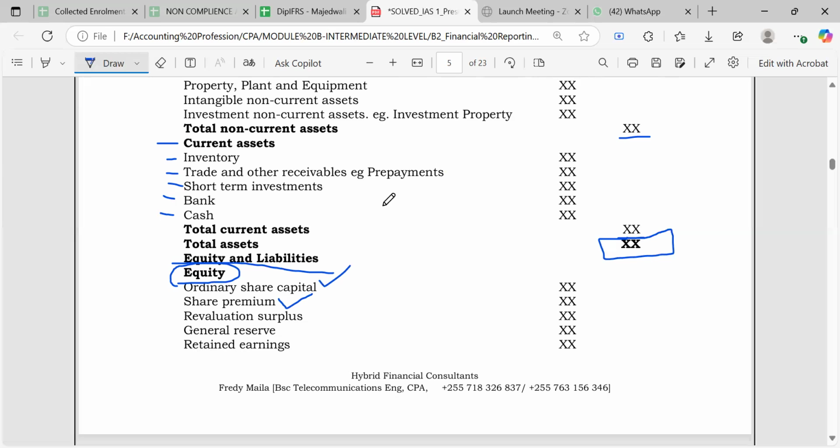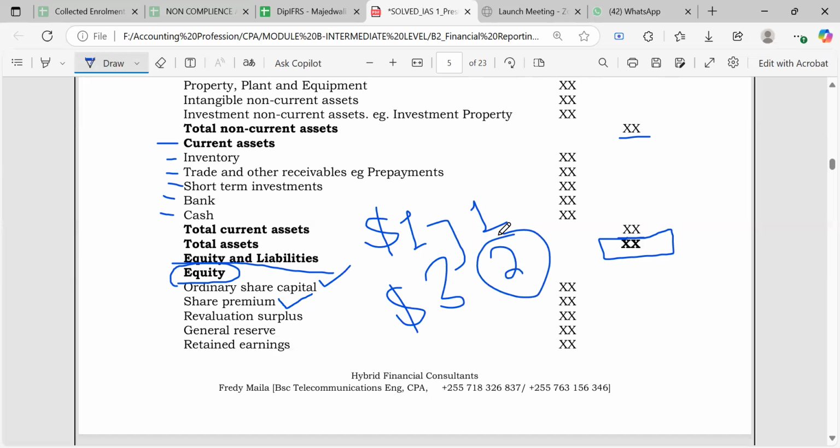Maybe in the memorandum and articles of association, the shares were declared to be $1 worth. But maybe the company performs well and in the market the shares are sold at $3, right? Even if you sold them at $3, when you go to the share capital, you are going to take $1 as usual, and the remaining $2 would come as a share premium. So you can see share premium usually goes hand in hand with share capital.